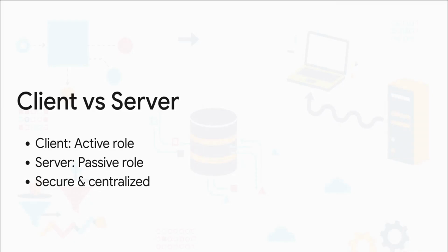So how exactly do these two actors interact? Well, the client takes on the active role. Think of your web browser. It's user-facing and initiates the communication. The server, on the other hand, sits passively. It acts like a secure vault, processing data, centralizing control, and waiting to send a response. And to talk to each other, they use standard protocols, essentially a shared digital language, like HTTP, FTP, or SMTP.